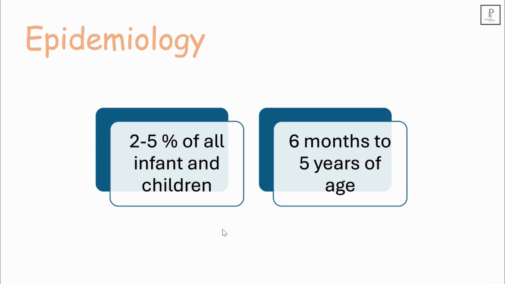What is the epidemiology of febrile seizure? Febrile seizure is very common in children. Around 2 to 5% of all infants and children suffer from febrile seizure, so on average the percentage will be around 4%. That is 1 out of every 25 healthy infants and children. The age group is between 6 months and 5 years, and the most common age group is between 12 to 18 months.